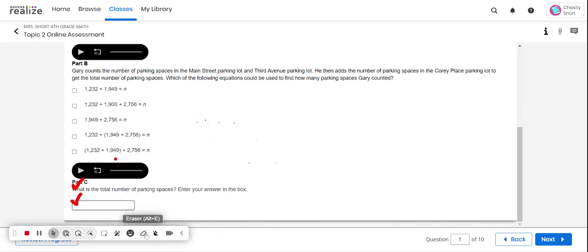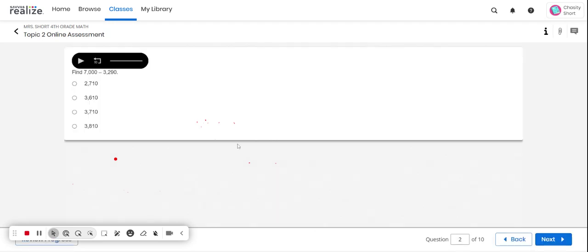And then for the very last one, it just asks you what is the total number of parking spaces. You just have to add up those three numbers and type your answer into the box here. Okay, let's go on to number two. Find 7,000 minus 3,290. Guys, you just have to work it out, okay?